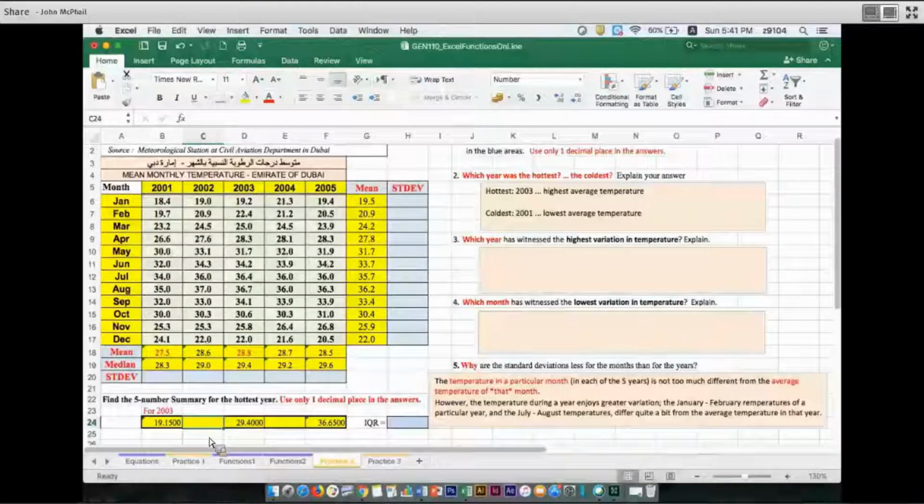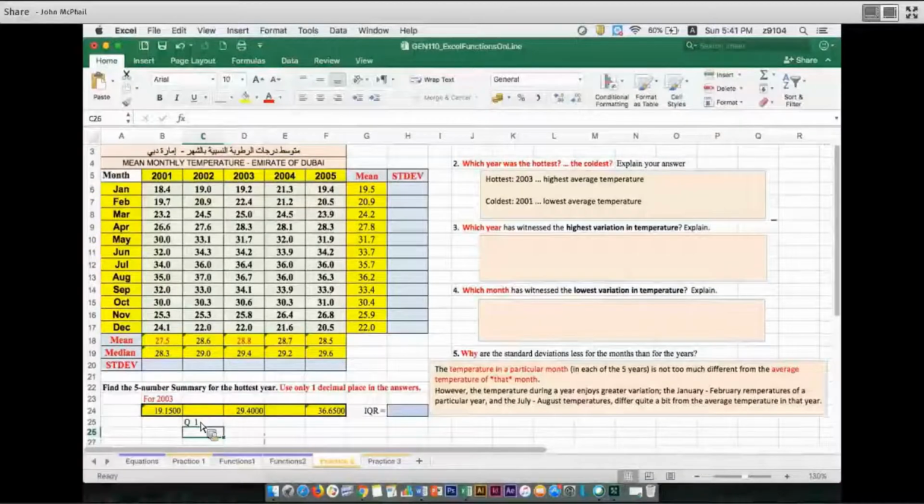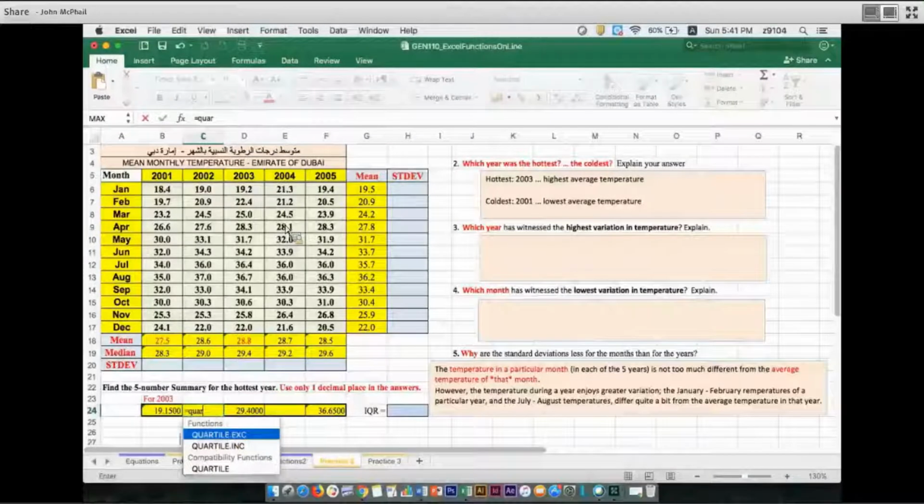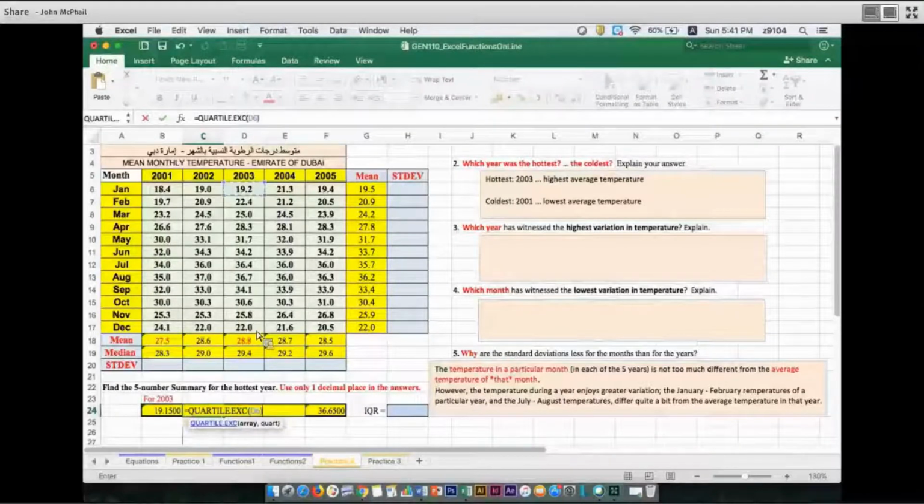In the 5-number summary, this square is Q1. We want the first quartile of these temperatures. Q1. We use the quartile.exc function, don't forget. We have to supply 2 things. Number 1, the data, and then with a comma, the number 1 to indicate the first quartile.